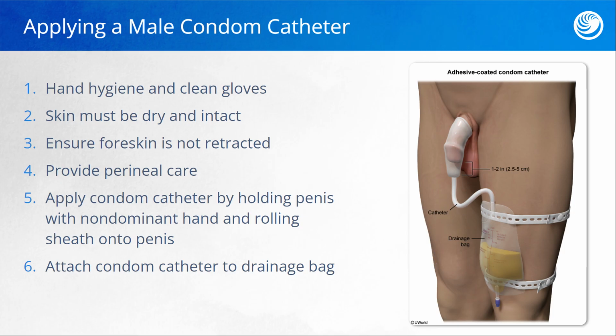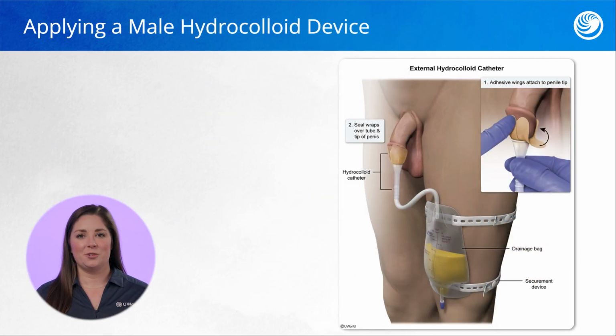It's important that the nurse allows there to be slack in the tubing from the catheter to the drainage bag. The nurse will then secure the drainage bag to the leg, as you can see in the image to the right. Now let's discuss how to apply a male hydrocolloid device.